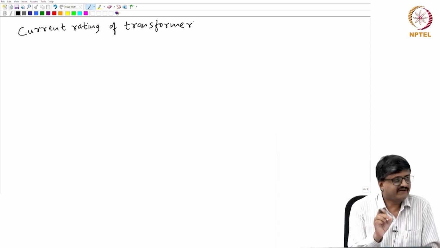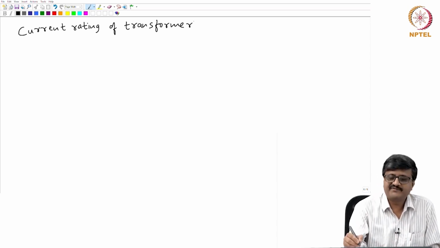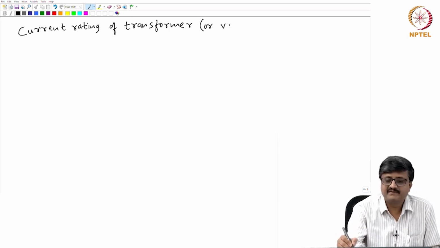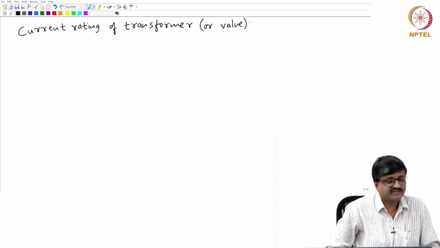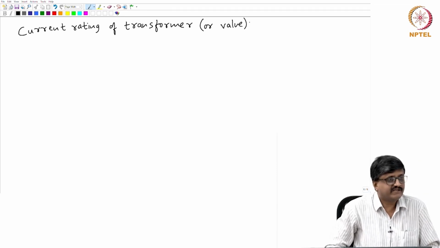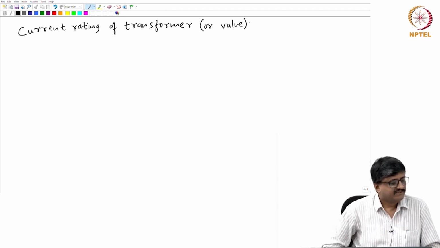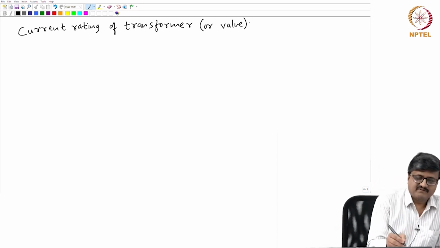Now, you would have noted that any transformer winding is connected in series with a thyristor valve. So, the current rating of a transformer or a valve are one and the same. Take any one transformer winding. What is the current rating of the transformer winding or valve? They are connected in series, so the same current flows. So, for that we will just go back to the circuit.